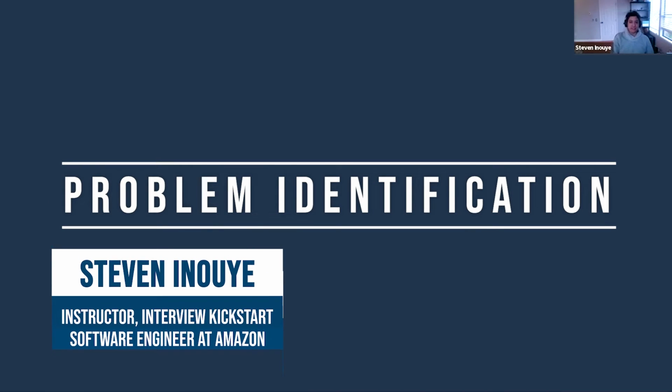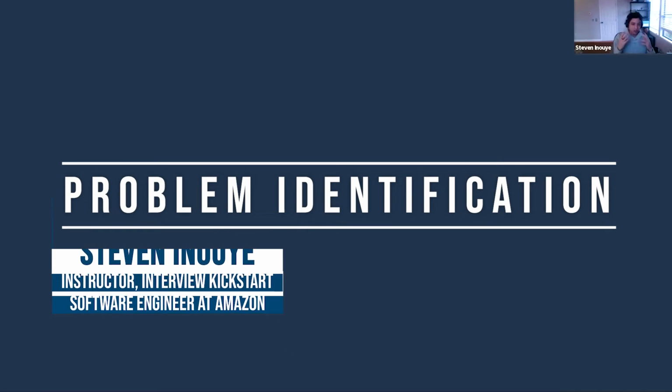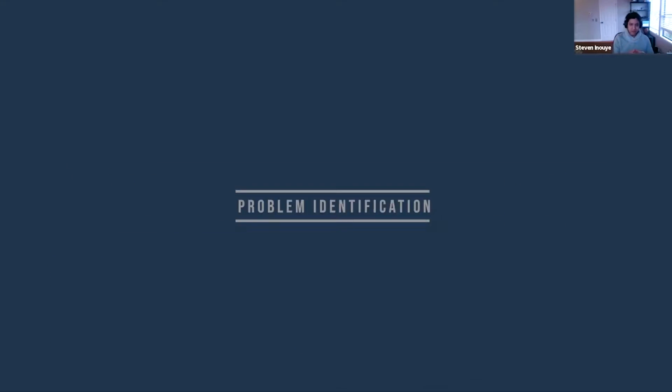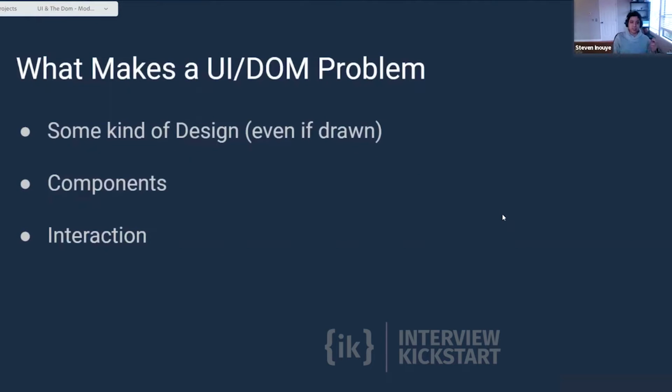The first part of this lecture is going to be problem identification. That basically entails what makes a UI DOM problem. Almost always there's going to be some kind of design, even if it's just drawn. And there's going to be a component or components. And generally there's going to be some interaction between these components, the UI and the DOM.